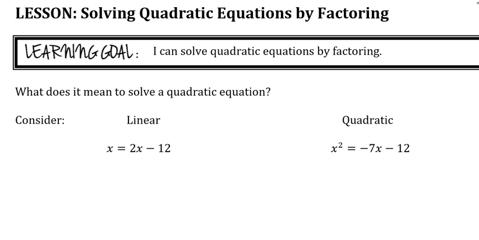What if x is 10? Well, then the left side, x is just 10. What's the right side? 2 times 10, which is 20, minus 12, which is 8. 10 does not equal 8, so 10 is not the right answer. Right? That's what solving an equation means. We're looking for the value of the variable that makes the equation true. Does that make sense? Hello, anybody? Yes?